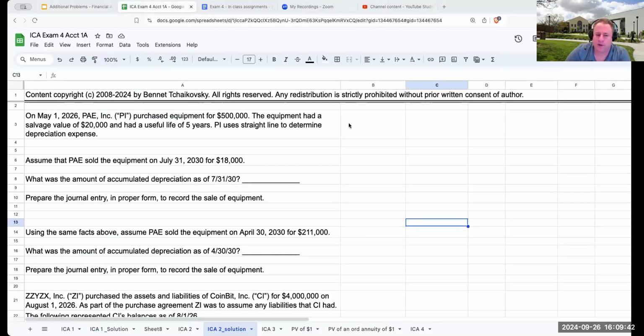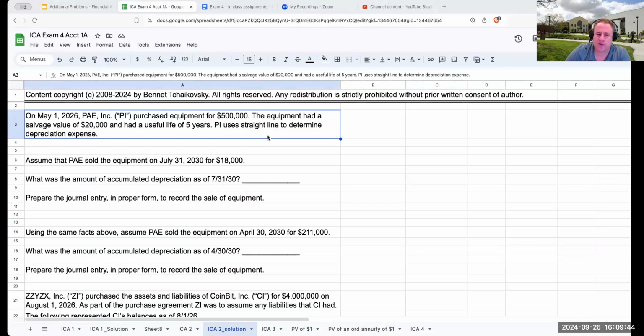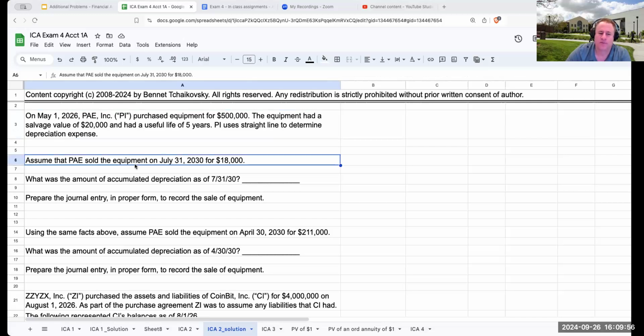Let's go into it, right? So on May 1st, 2026, PI purchased equipment for 500 grand. The equipment had a salvage value of 20 and had a useful life of 5 years. PI uses straight line to determine depreciation expense. Assume that PI sold the equipment on July 31st, 2030 for 18,000. What was the amount of accumulated depreciation as of 7/31/30? Prepare the journal entry for the sale of equipment.